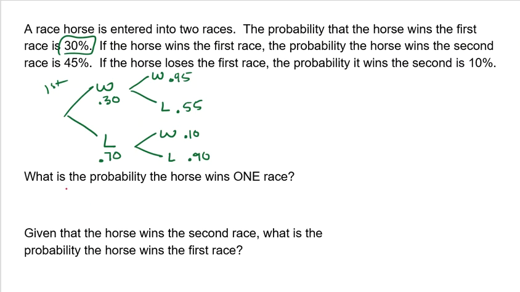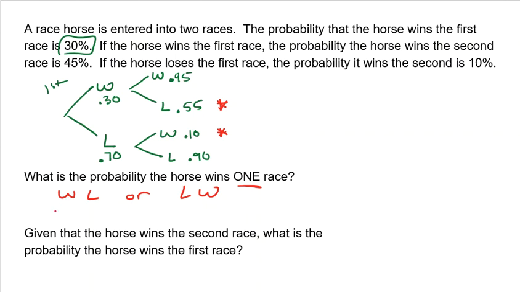All right, so first question says, what is the probability the horse wins one race? Well, it needs to win one race. That could be win, lose, or lose, win. That would be this branch right here, win, lose, or this branch right here, lose, win. So let's walk through those probabilities, and using the tree is going to make this so simple.